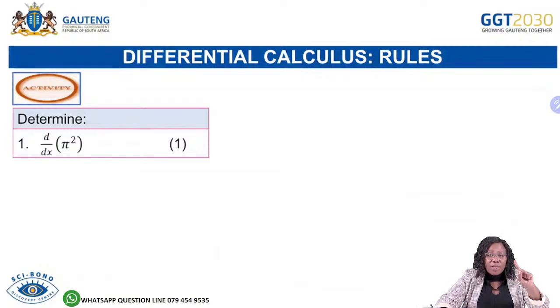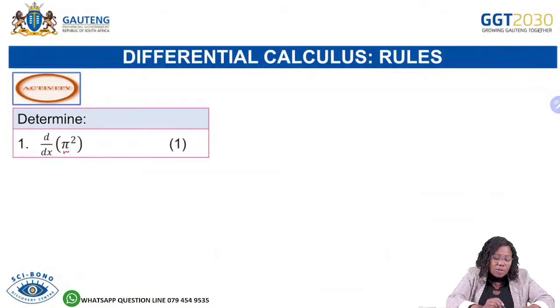Remember your rules. If it's a constant, it's 0. If it's x to the power 1, you take the coefficient. And thirdly, if the exponent is more than 1, then it's exponent multiplied by coefficient, subtract 1 from the exponent. Those are the rules of differentiation. And now, let's determine this one.